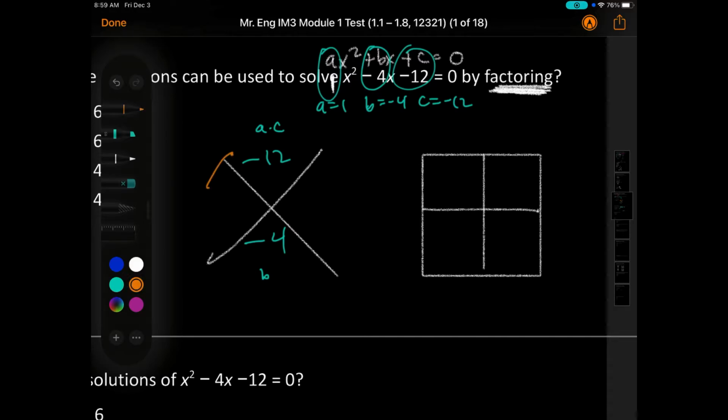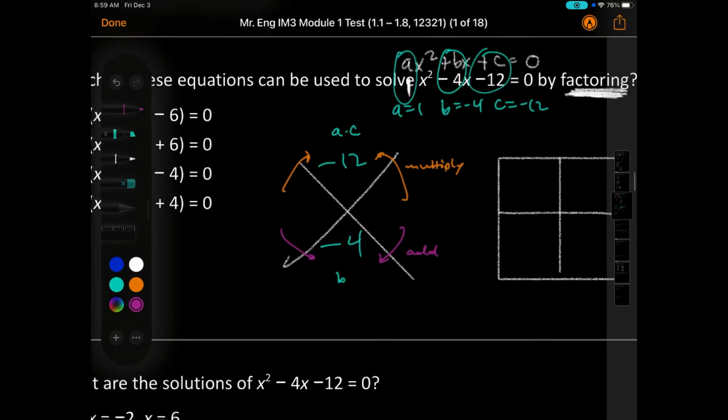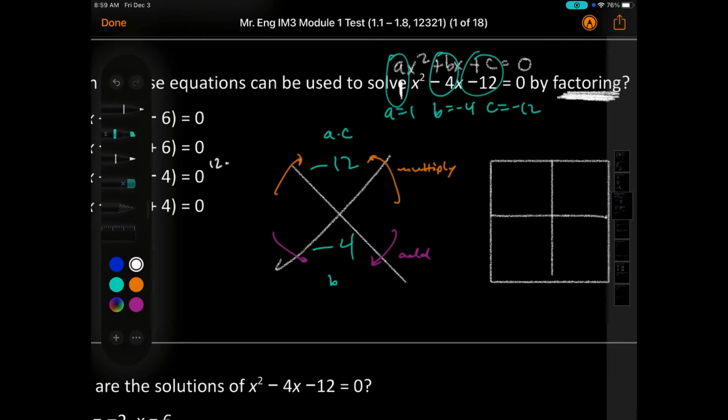We need to think of two numbers here in orange that will multiply to -12, but those same two numbers need to add, or their sum is -4. I like to sometimes just list out all the numbers. So 12 times 1, 6 times 2. Notice I put the larger number on the left. 3 times 4. And any of those numbers work. I think I see it. Do you see it? Yeah, this one right here. 6 and 2. Now, we need to change some of those signs.